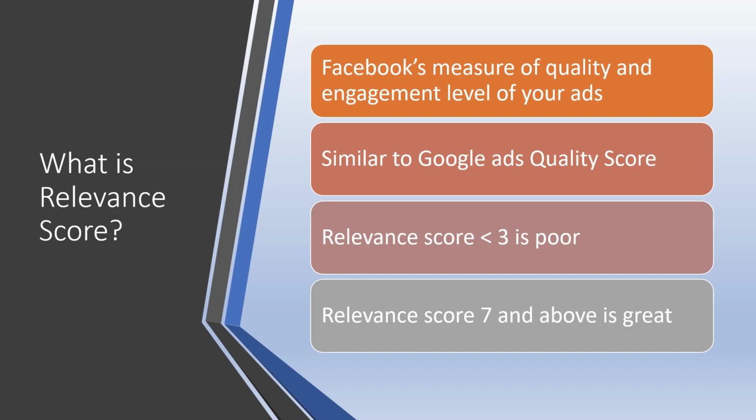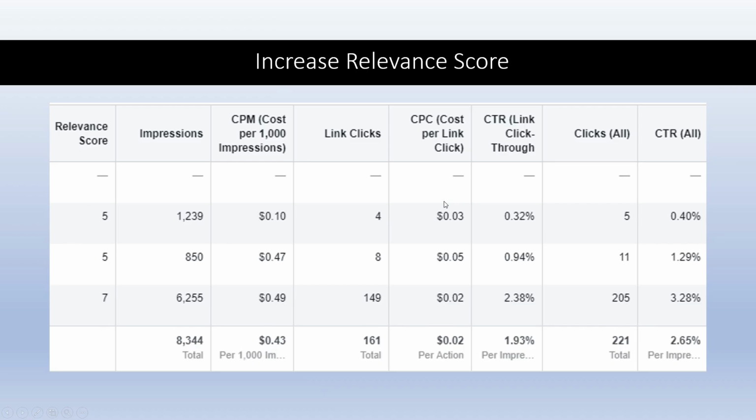But if your relevance score is 7 and above, it's fantastic. It means that your ad creative is great, you're getting good click-through rates, and you're reaching the right audience. So naturally what happens is your delivery is going to be good, and your cost per action is going to go down. So that is why you need to focus on relevance score.